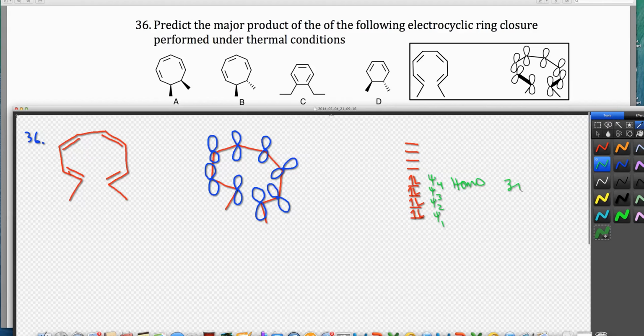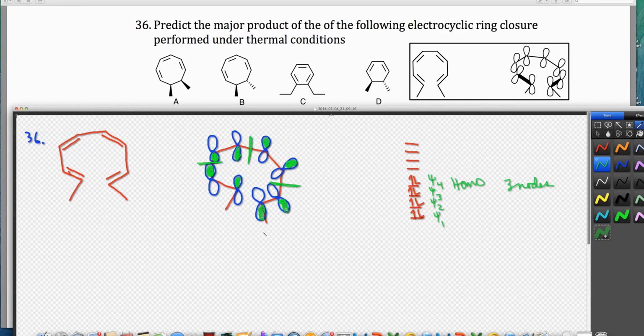There are going to be 3 nodes. Recall that we start with 0, then 1, then 2, then 3. That means we're going to change phase 3 times. And the best way to do this symmetrically is as follows. There's a change in phase between these two, then between these two, and then finally between these two. So your nodes are 1, 2, 3. And notice how this symmetrically divides up the molecule.